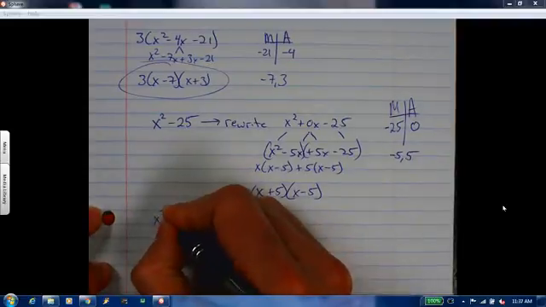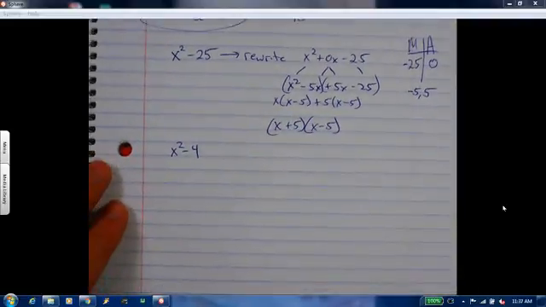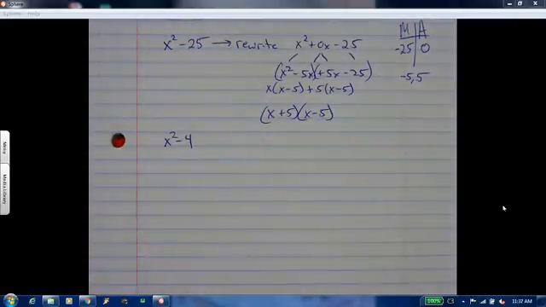Once you're done with that one, you can go work on that one. See if we can figure out a pattern.